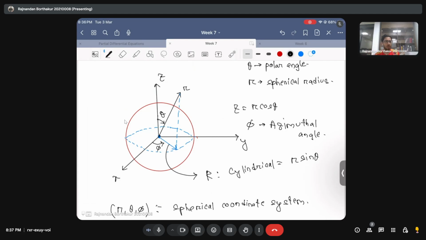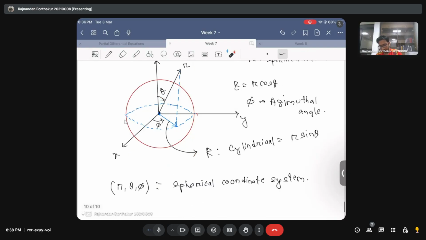In fact, this is an orthogonal coordinate system. You can see that these vectors, e theta and e phi, are mutually perpendicular to one another, which means that just like cylindrical and Cartesian space, this is an orthogonal coordinate system. But this is a curvilinear system that we are working on, just like the cylindrical system. Okay, so that's typically your spherical coordinate system.